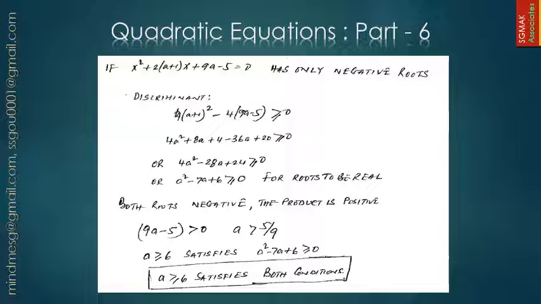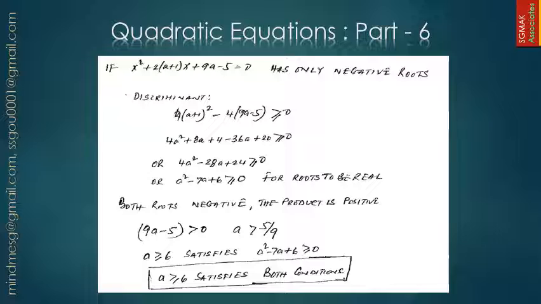Now, let's look at the discriminant first. The discriminant is 4 times (a plus 1) squared minus 4 times 1 times (9a minus 5). That gives a quadratic: a squared minus 7a plus 6 greater than or equal to 0. It has to be greater than or equal to 0 for the roots to be real. Now both roots are negative. That means the product is positive. So 9a minus 5 has to be greater than 0. So a has to be greater than 5 over 9.